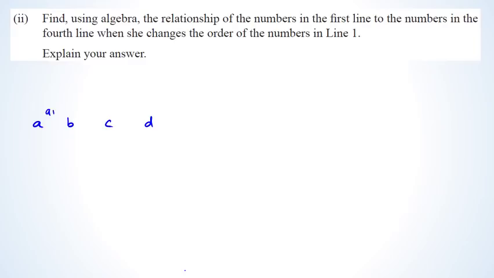My first line is going to be A plus B. My second line is going to be B plus C. And then my third one is going to be C plus D. Now combining this, I'm going to get A plus 2B plus C. Here I'm going to get B plus 2C plus D. And then combining right at the top, I'm going to get A plus 3B plus 3C plus D.